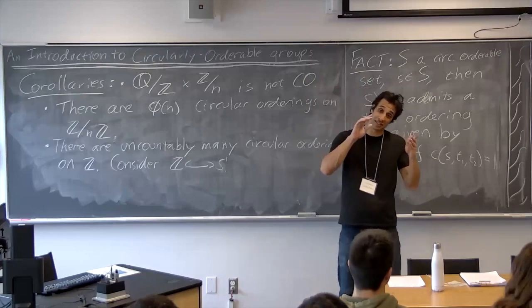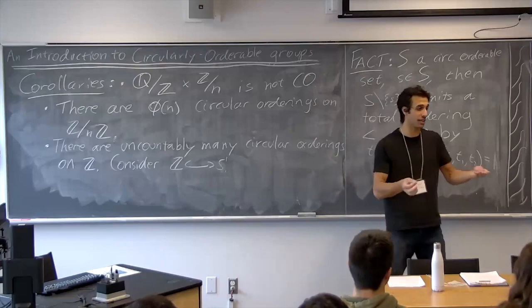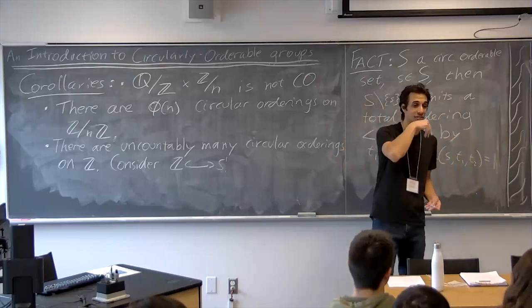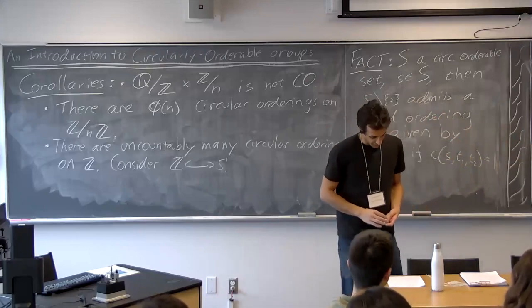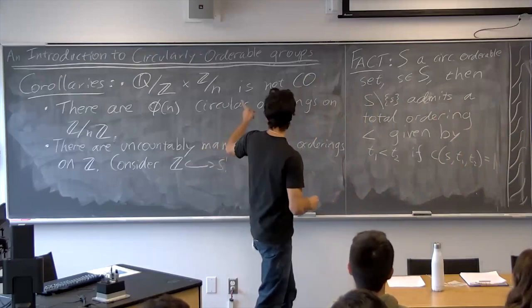Yes, that's the next thing I'm going to say, more or less. So the question was, can you do a one-point compactification of a left ordering and turn it into a circle ordering? And that's exactly what you can do. And that was your question earlier as well. Okay. So far I've only given you a billion examples of circularly orderable groups.